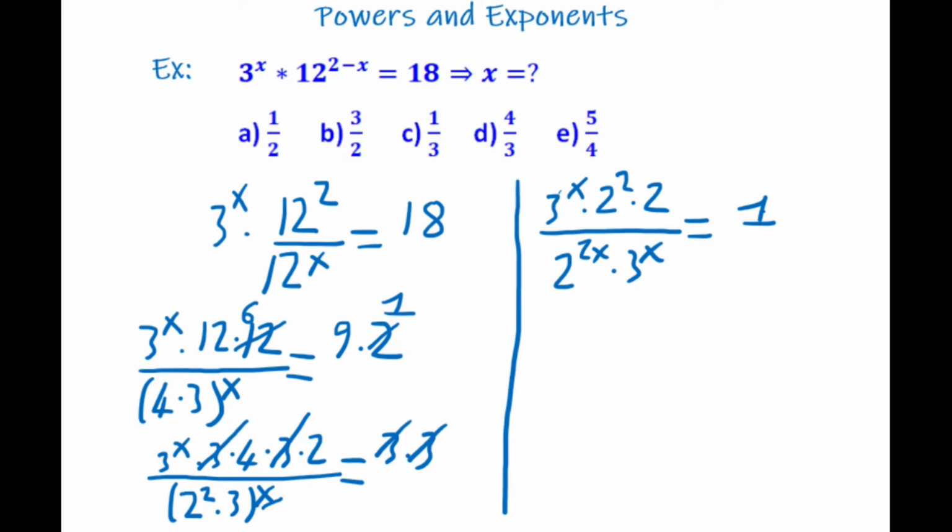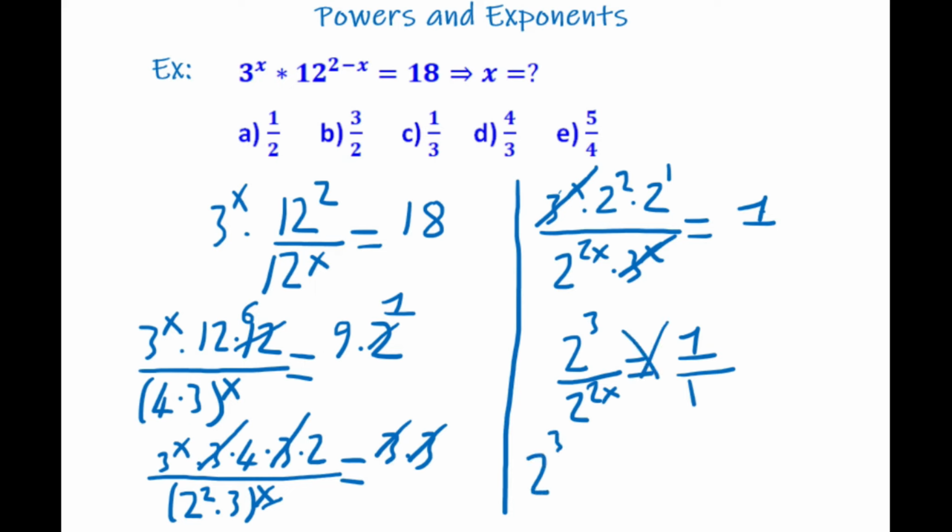So from here on the left term, you can see that 3 to the power of x goes with 3 to the power of x, so these are gone, and the leftovers are, in the numerator, 2 to the power of 3. Why? Because the second number is 2 to the power of 1, so the bases are the same. We just add the powers, divided by 2 to the power of 2x, which is equal to 1. Apply the cross product. You're going to have 2 to the power of 3 times 1, which is 2 to the power of 3, equal to 1 times 2 to the power of 2x, which is 2 to the power of 2x.